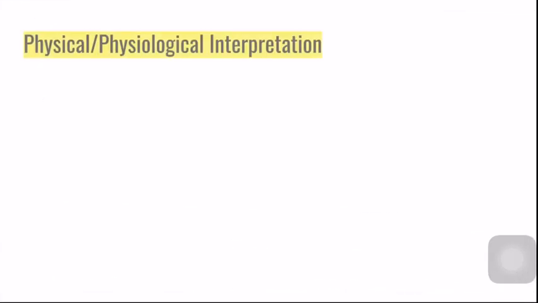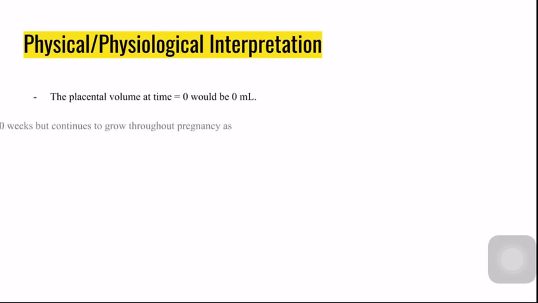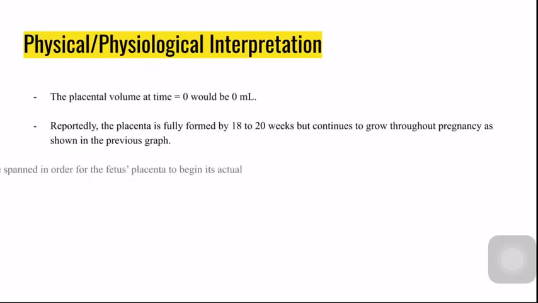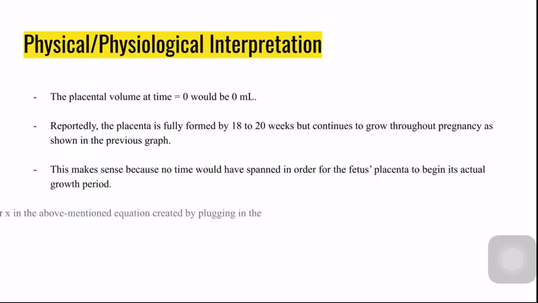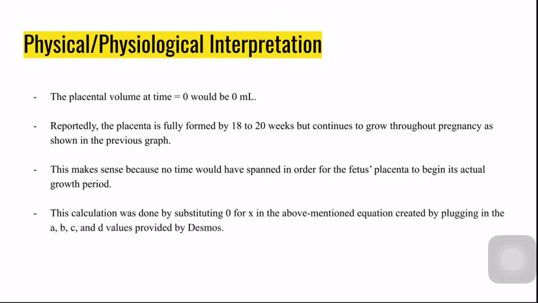The placental volume at time 0 would be 0 milliliters. Reportedly, the placenta is fully formed by 18 to 20 weeks, but continues to grow throughout pregnancy, as shown in the previous graph. This makes sense because no time would have spanned in order for the fetus's placenta to begin its actual growth period. This calculation was done by substituting 0 for x in the above-mentioned equation, created by plugging in the a, b, c, and d values provided by Desmos. This yielded a y value of 0.